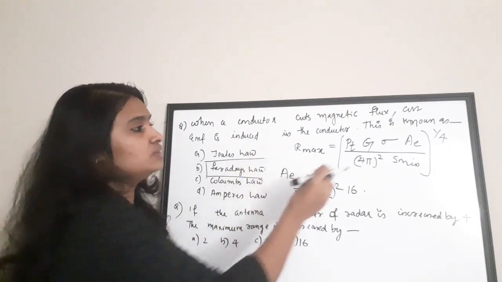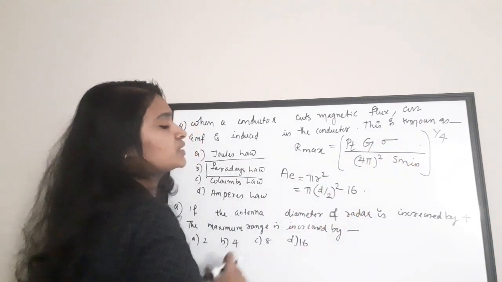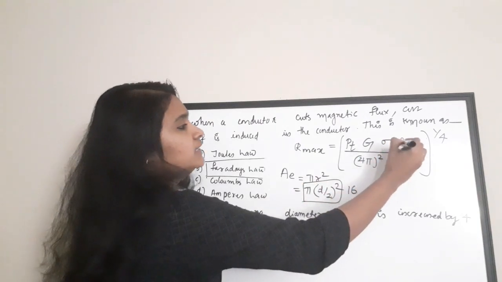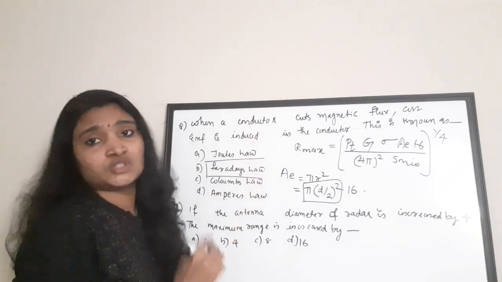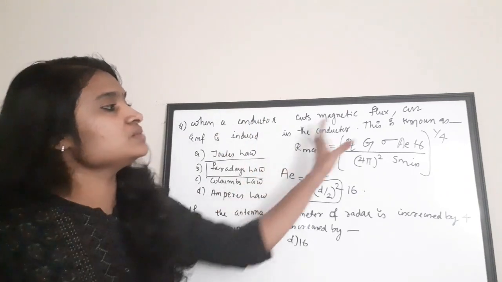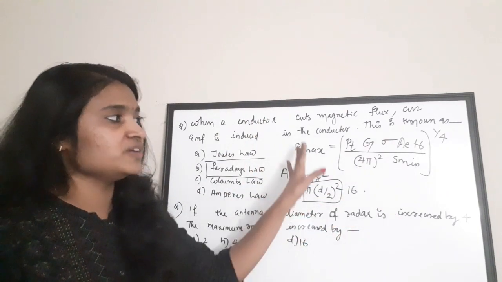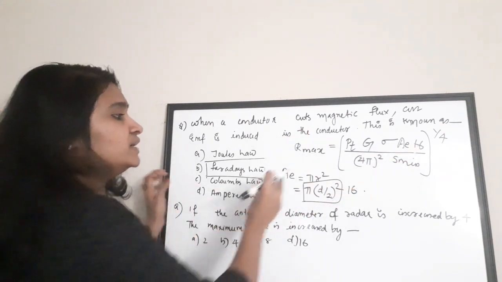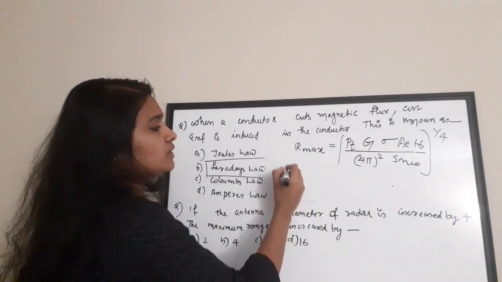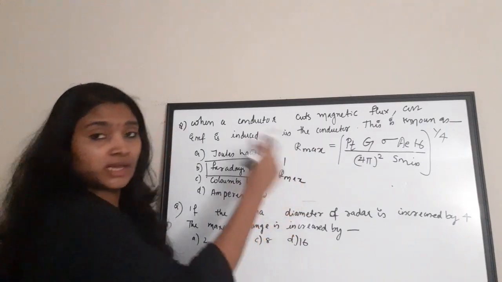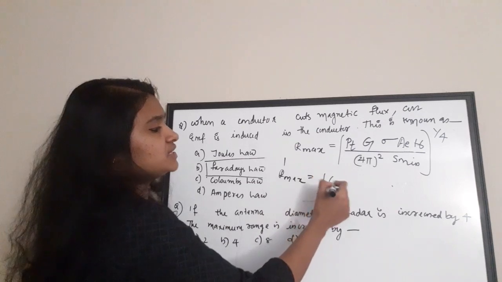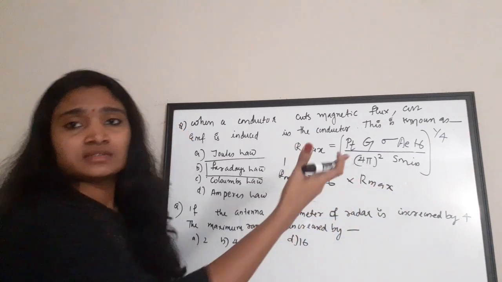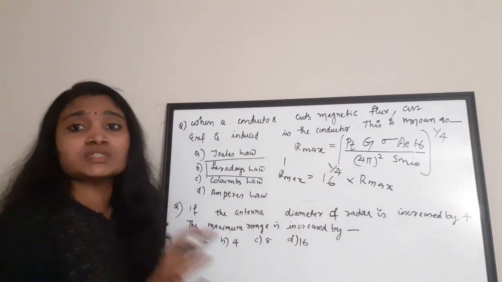In the equation, this is AE itself, so AE into 16 will be your change. All the terms are the same as in the previous case. The only difference is there is a 16 in the numerator, right? So we'll take that 16. This R dash max, that is the new range, is equal to 16 raised to 1 by 4 into R max, which is the previous range. So 16 raised to 1 by 4 is the additional term.